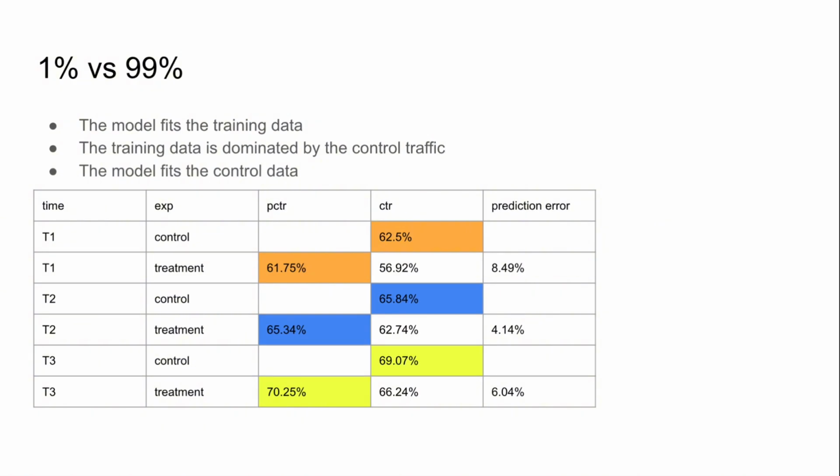So we only observe underfitting and overprediction when the treatment model is evaluated on the treatment traffic. It's not the right way to evaluate the treatment model. It should be evaluated on the control traffic. Ideally, it should be evaluated on the combined data of control and treatment.